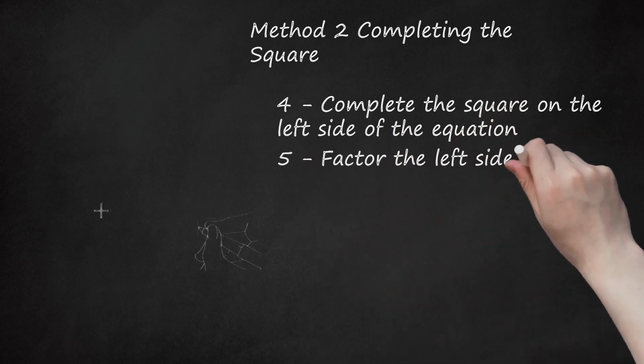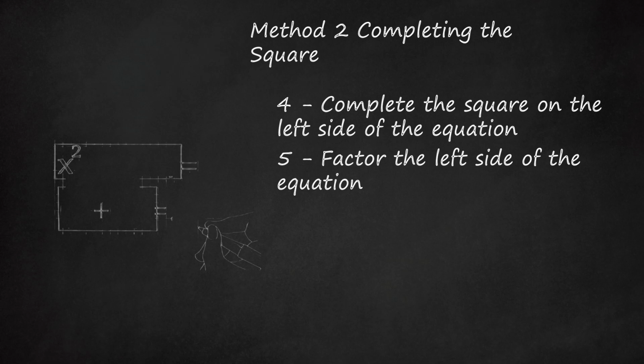5. Factor the left side of the equation. Now you will see that x² plus 4x plus 4 is a perfect square. It can be rewritten as (x plus 2)² equals 3.